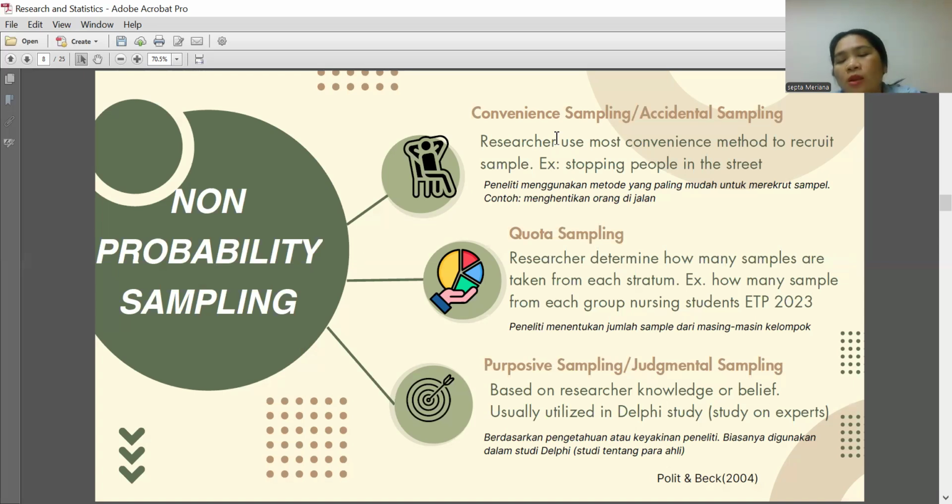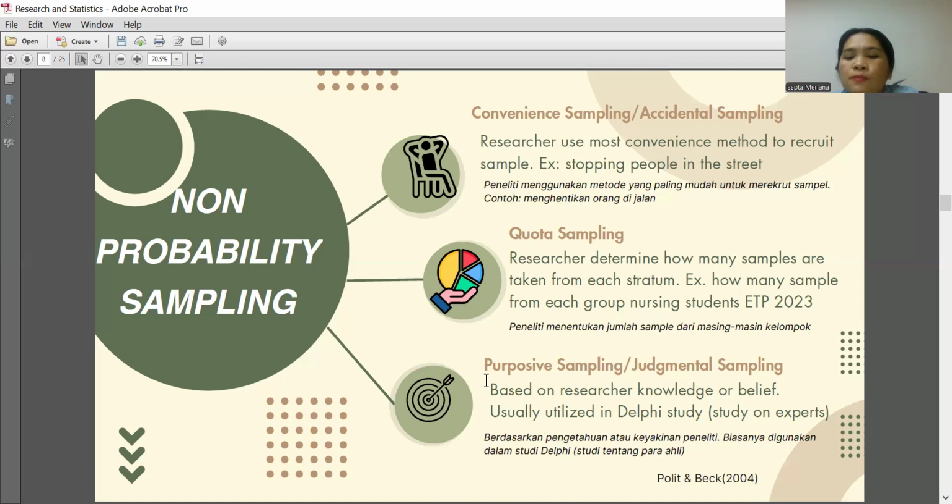The second one is quota sampling. In quota sampling, the researcher determines how many samples are taken from each stratum. For example, in nursing students ATP 2023, they have 8 groups, right? So we take 10 for group 1, 10 for group 2. So every stratum, every group has a quota.